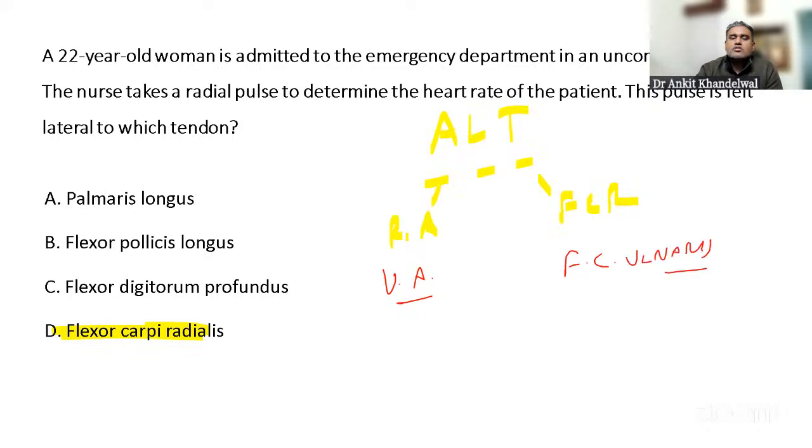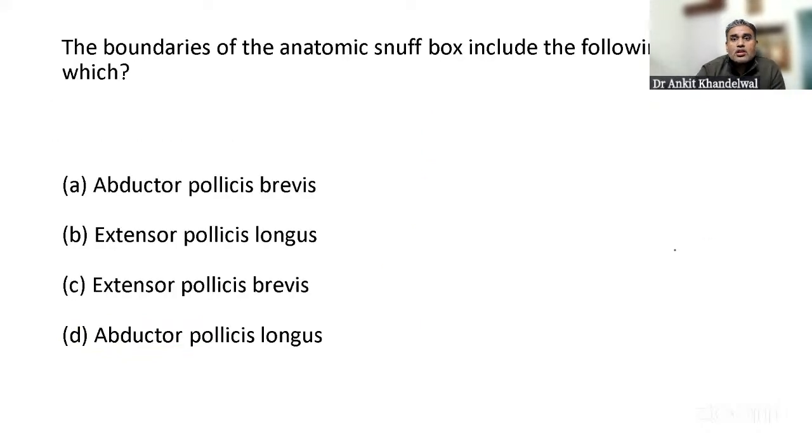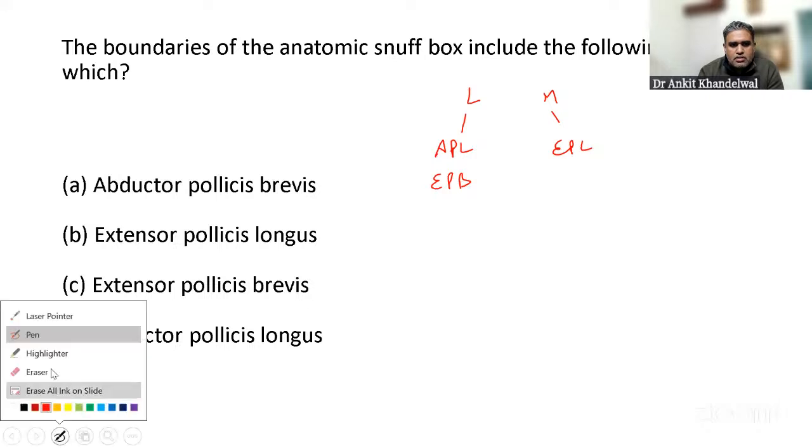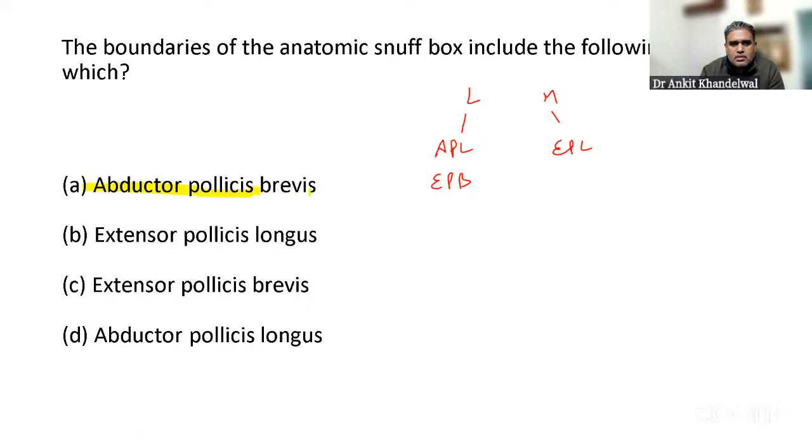Do remember this also. The boundaries of anatomical snuff box include the following except. So lateral boundary was abductor pollicis longus and extensor pollicis brevis. Medial boundary was extensor pollicis longus. Now we know the whole theory, so the answer is in front of you. Out of 4 options, which one would be the answer? Abductor pollicis brevis would be the answer.